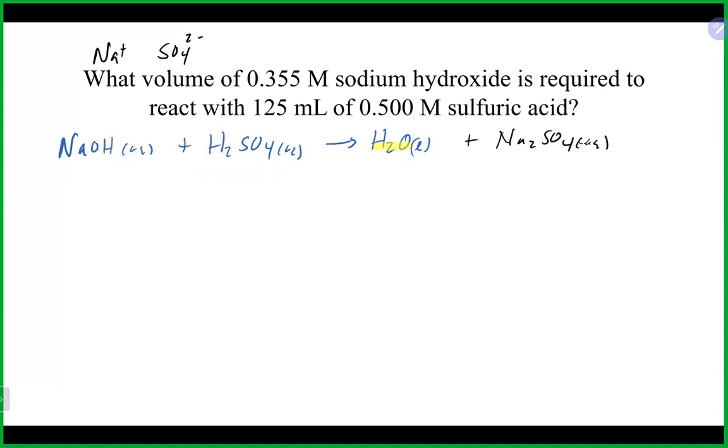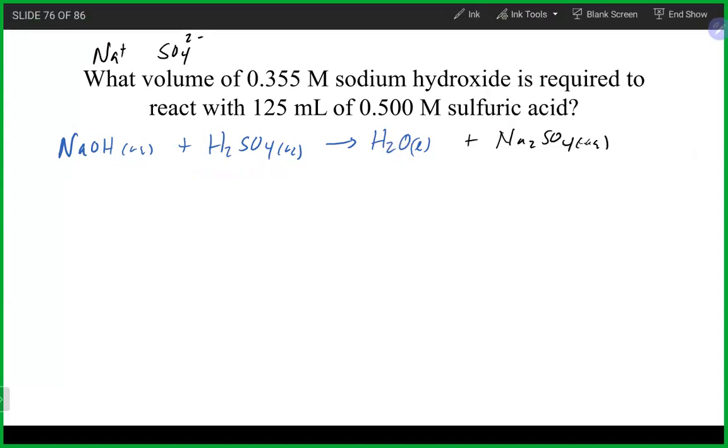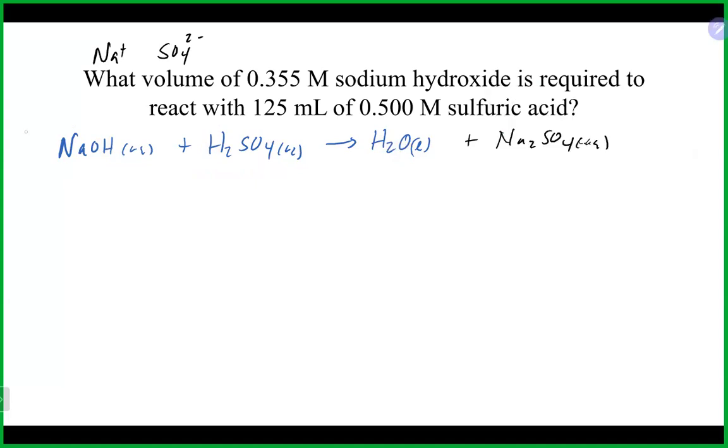Get rid of some of this highlighting, maybe. All right, now that we do have the correct formulas, we want to make sure it's balanced. Otherwise, it's really no good to us. So you will need a 2 there, and I believe you will need a 2 there as well. Any questions on that equation?